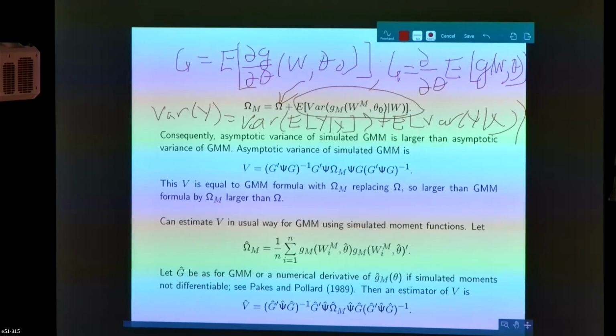So that gives you this leading part, which is the omega from before, and then there's another term which makes the variance bigger than for just GMM. So one characteristic of the method of simulated moments is that the variance is bigger for the simulated moments than it is for the true moments. If you do GMM with the true moments, you get one variance for the estimator. If you then do the method of simulated moments, that increases the variance.